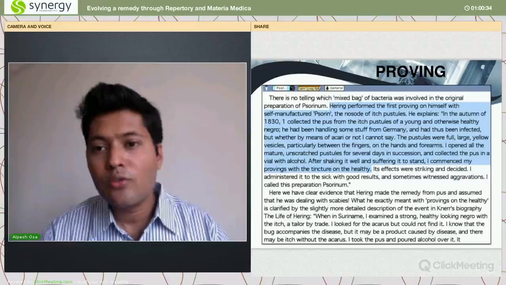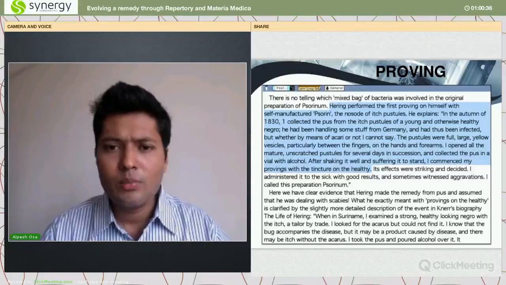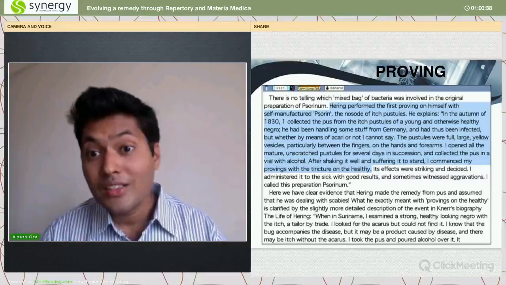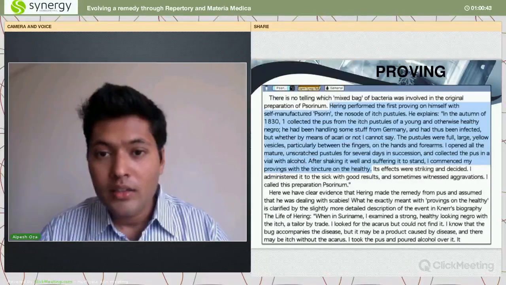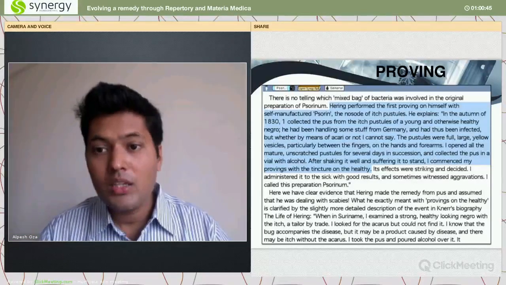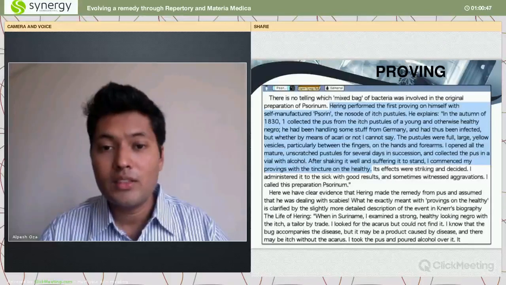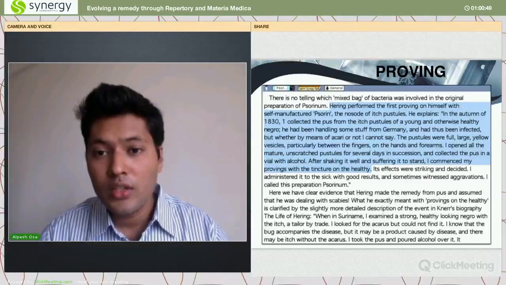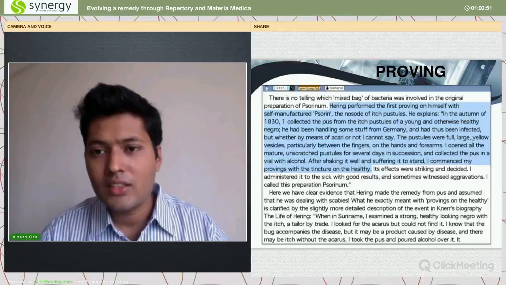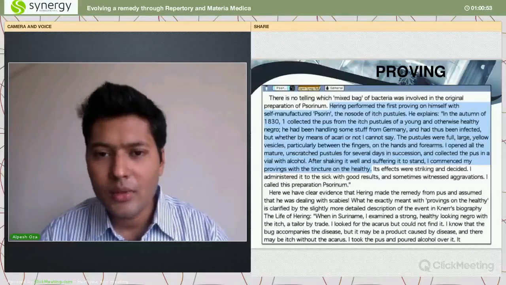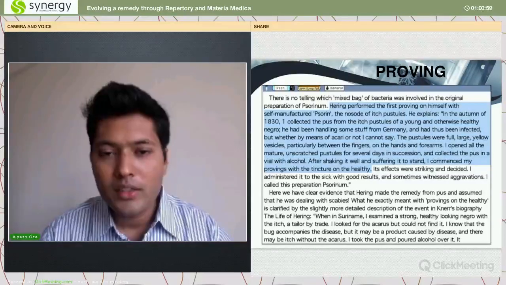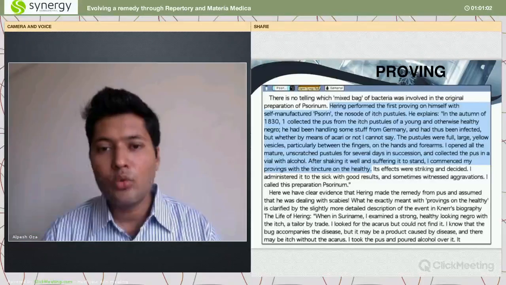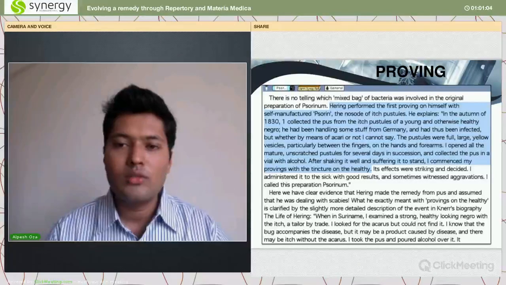These pustules were full of large yellow vesicles, particularly between the fingers on the hands and forearms. He opened these unscratched pustules, and for several days in succession he did that and collected the pus in a vial with alcohol, and after shaking it, he prepared that nosode and did the proving with this on healthy provers.